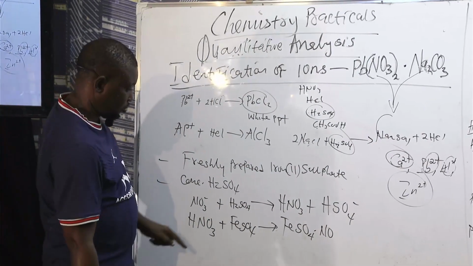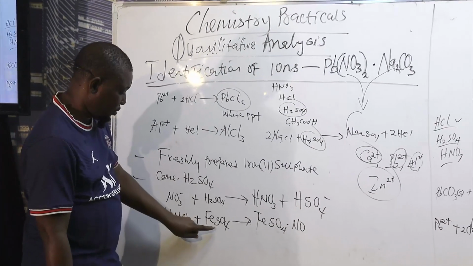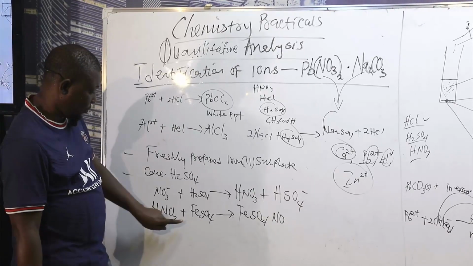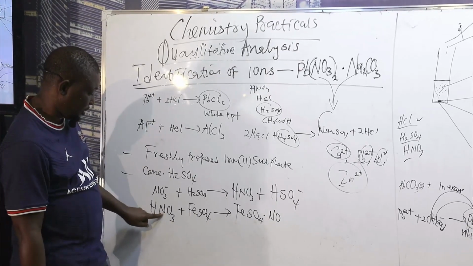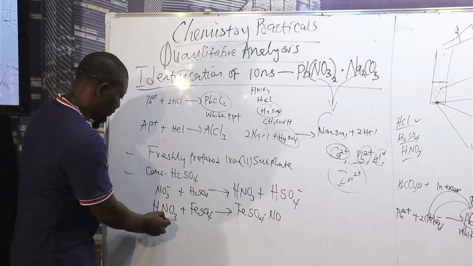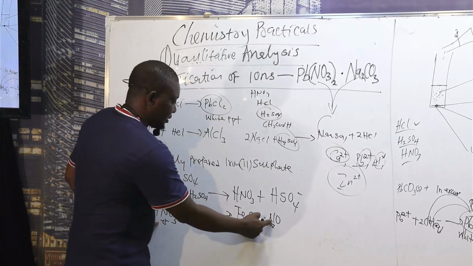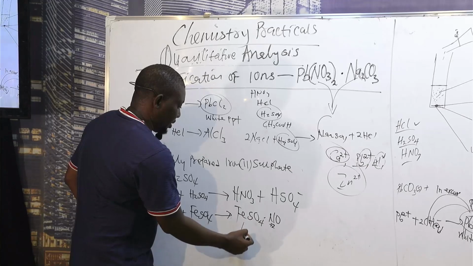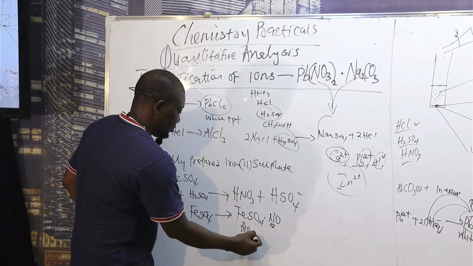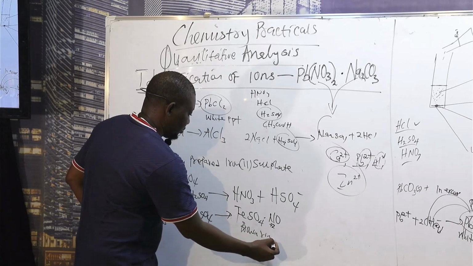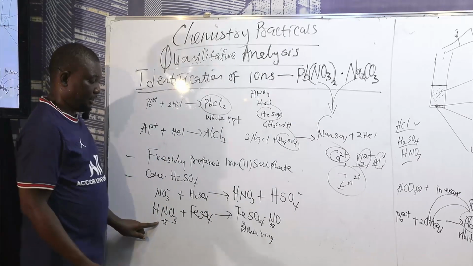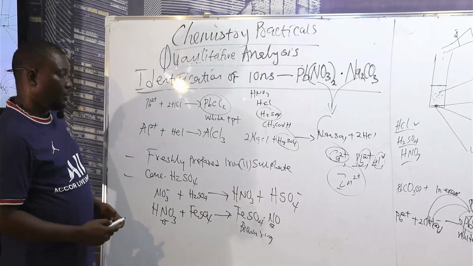This has shown that this iron 2 is a reducing agent. So it has reduced this nitrogen here from +5 to +2 rather. So this is a typical compound that gives that brown ring formation at the junction of the acid. So this is the chemistry of the reaction.